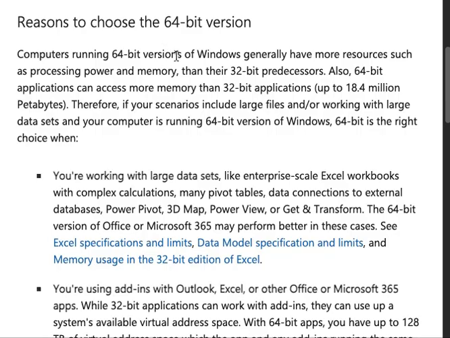Computers running 64-bit Windows generally have more resources such as processing power and memory. Also, a 64-bit application can access more memory than 32-bit: 18.4 petabytes. Therefore, if your scenarios include large files and large data sets, and your computer is running a 64-bit version of Windows, then it's the right choice for you.